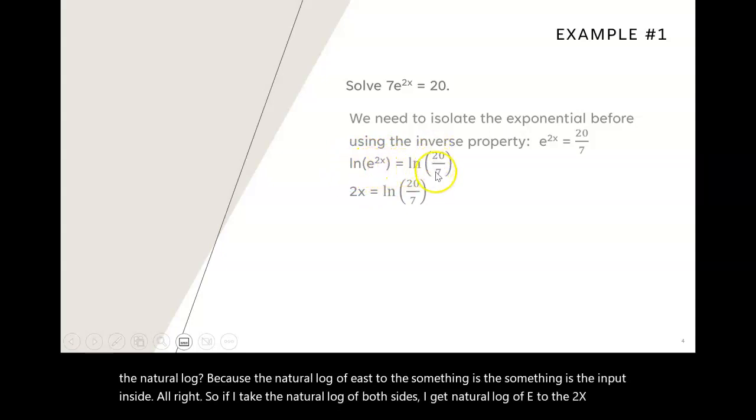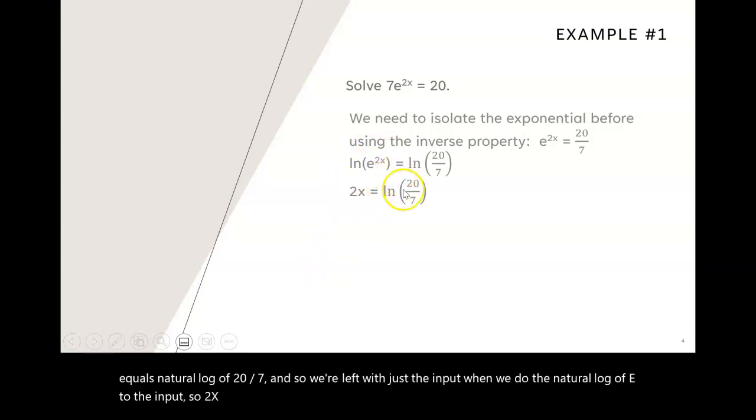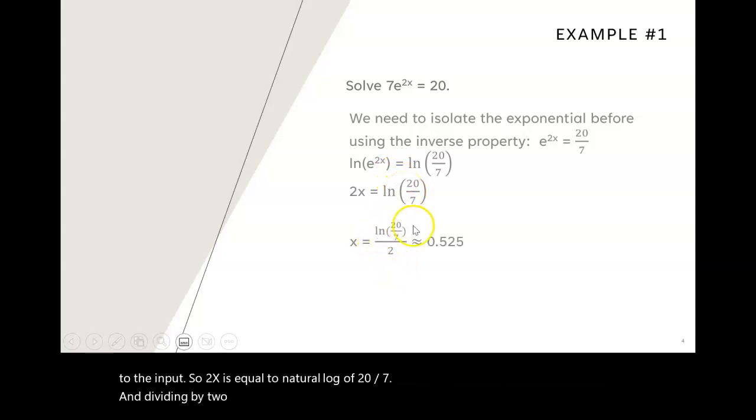2x equals natural log of 20 over 7. And so we're left with just the input when we do the natural log of e to the input. So 2x is equal to natural log of 20 over 7, and dividing by 2, we get x equals natural log of 20 over 7 divided by 2. Our calculator tells us that that's 0.525.